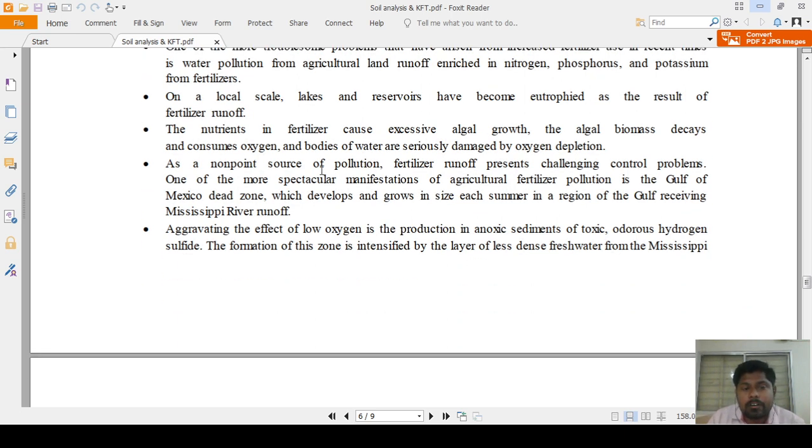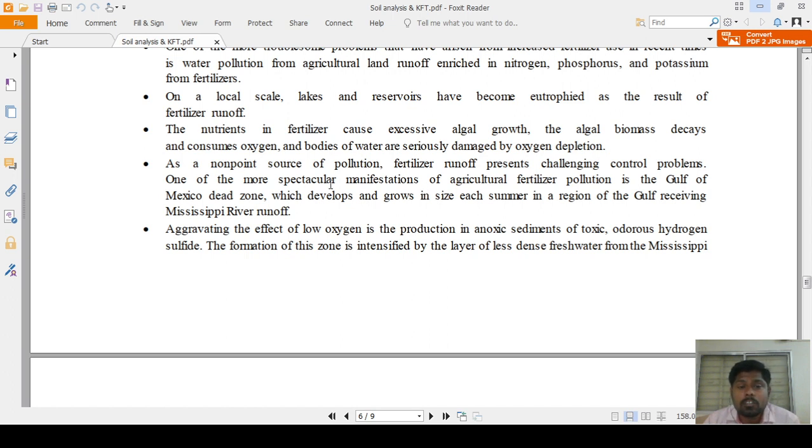As a non-point source, called NPS, of pollution, fertilizer presents challenging control problems. Non-point source, as I discussed in the last lecture, means a source of pollution that cannot be identified easily. Point source means pollution whose source can be easily identified. While non-point source means pollution whose source cannot be identified, like fertilizer. The source of the fertilizer added to the soil cannot be identified, so it is known as a non-point source.